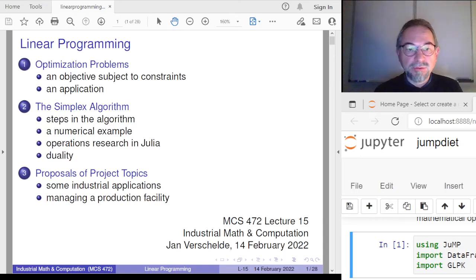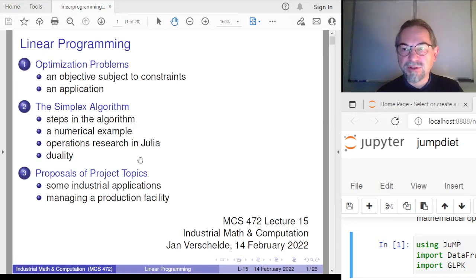So, welcome to lecture 15 of MCS 472. In this lecture, we will introduce linear programming. Linear programming is the name for a very important class of optimization problems, and it's often also almost synonymous with the simplex algorithm. So this is a course on computation. The simplex algorithm is one of the important algorithms to solve linear programming problems.